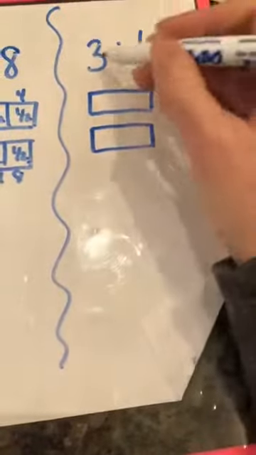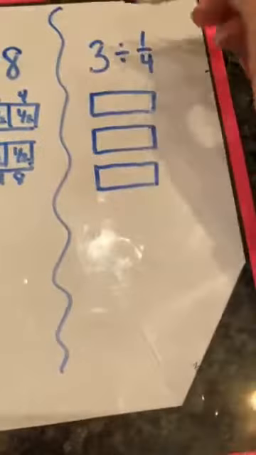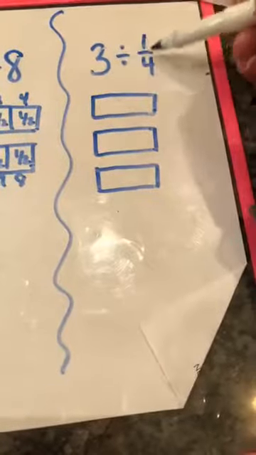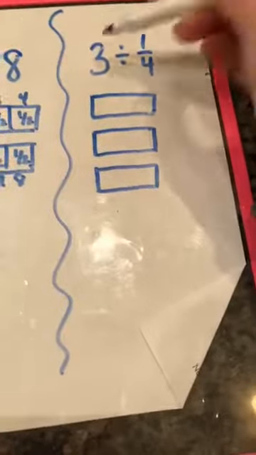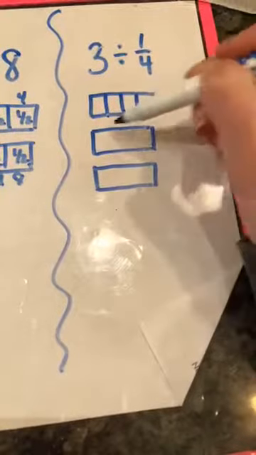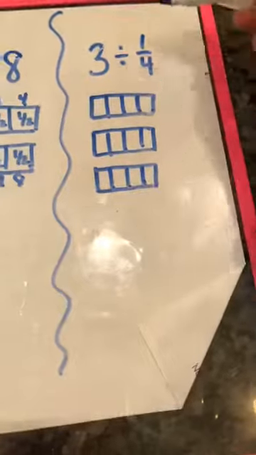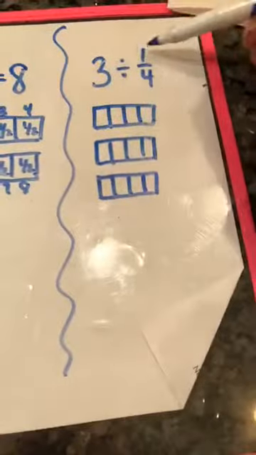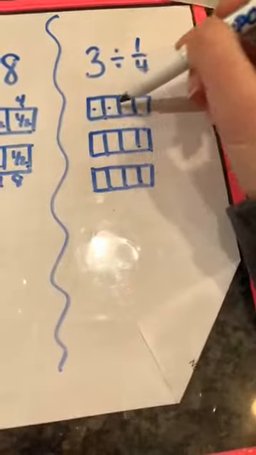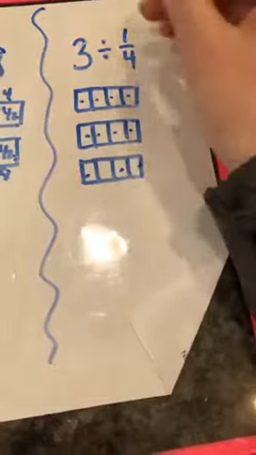So rectangles for me are just way easier. So remember, we're starting with our whole, which is 3. And you're determining if I'm dividing these or fairly sharing them into fourths, how many fourths can actually fit into 3? So I'm going to fairly share each one of these into fourths. Now, how many fourths fit into 3? And we can count them up. 1, 2, 3, 4, 5, 6, 7, 8, 9, 10, 11, and 12.